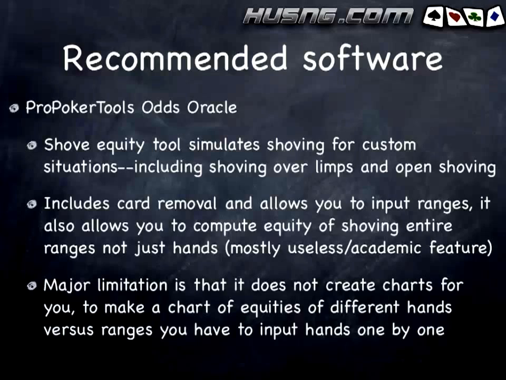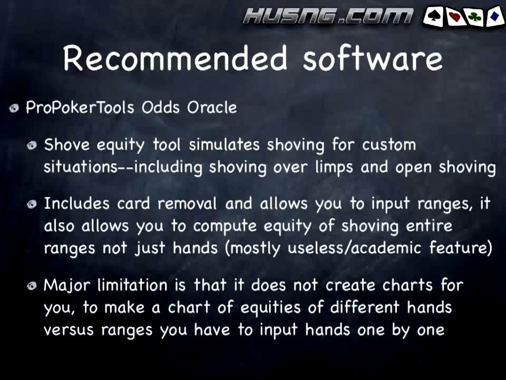So you can input opening ranges, calling ranges, all that kind of stuff. It also allows you to compute the equity of shoving entire ranges, not just hands. Given a villain's calling range, you can compute the equity of shoving aces, kings, and queens all averaged together. It's kind of cool, but it's mostly useless in practice. In game, we're only dealt one hand at a time, and our decision making is always based on the hand that we're dealt. So dealing with shoving an entire range is pretty much useless because villain doesn't know our range. It doesn't make a difference in anything.